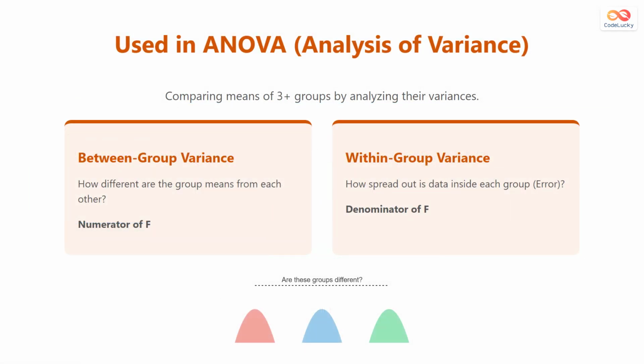The most common application of this distribution is in analysis of variance, or ANOVA. Here, we compare the variance between different groups against the variance within those groups. This allows us to determine if the means of 3 or more groups are statistically different from one another.